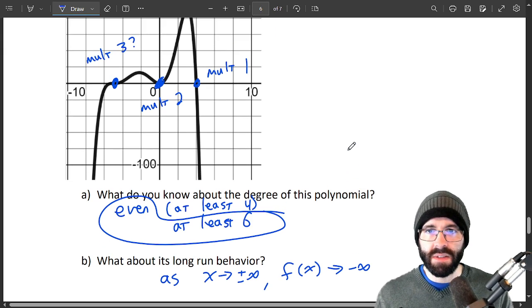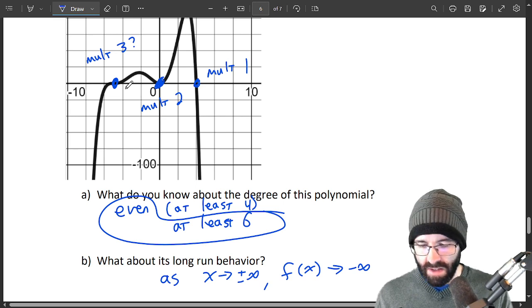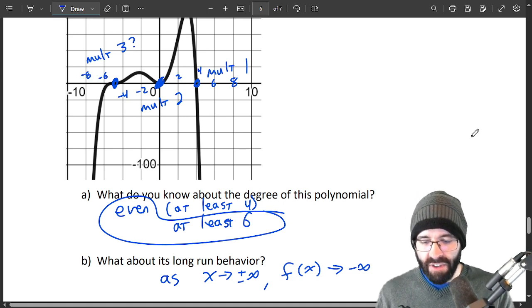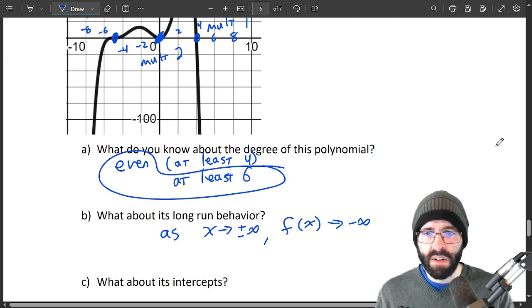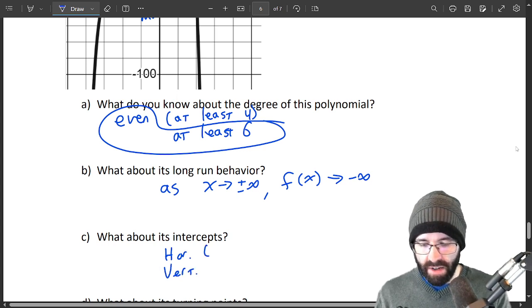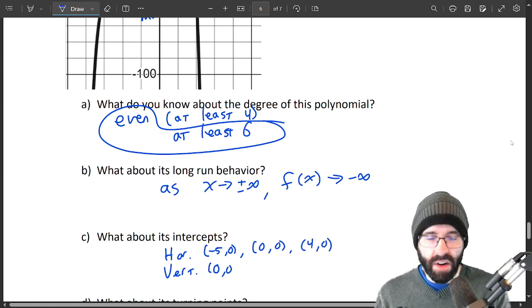What about the intercepts? What are the intercepts? This is negative 10. We're counting by 2s, right? 2, 4, 6, 8, negative 2, negative 4, negative 6, negative 8. So the zeros are at negative 5, 0, and 4. Horizontal intercepts are at negative 5, 0, and 4. And the vertical intercept is at 0.